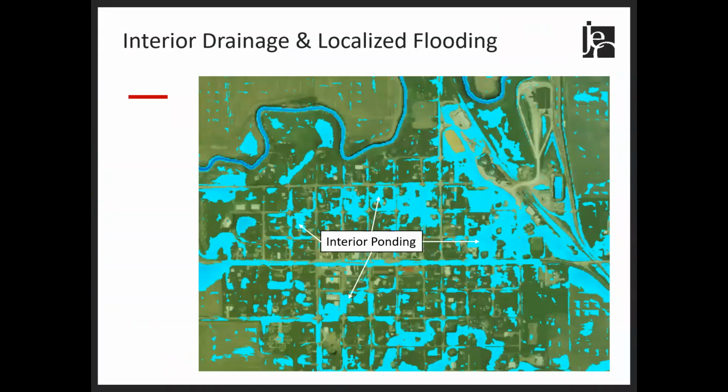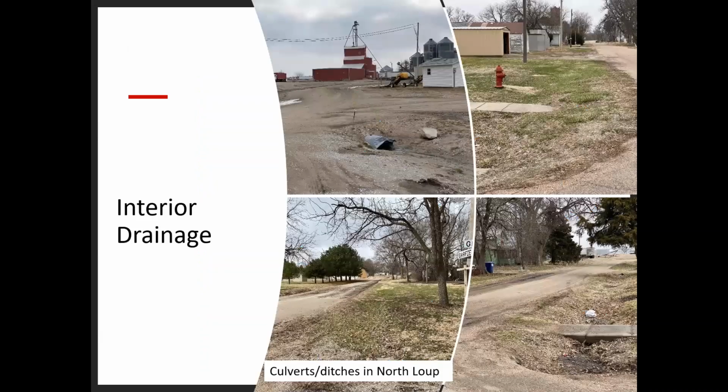The interior drainage part of the project mentioned earlier is shown here. The light blue areas show ponding in the town of North Loop during rainfall events. So first we'll talk about the interior drainage part of the project. Some of the main concerns that we found through our assessment and mapping of the flow network through town were plugged culverts and ditches, as shown in the photos on this slide.